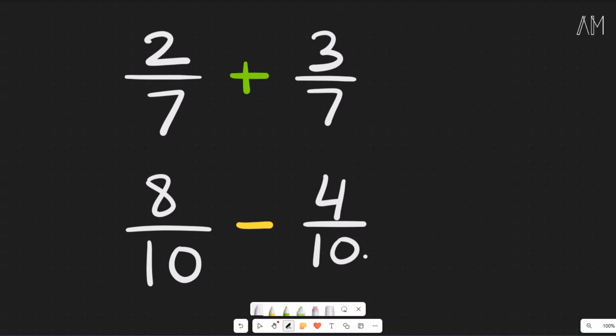In case we have the same denominator, which is the number down, the addition or subtraction will be the easiest thing to do. All you have to do is keep the denominator the same and add or subtract the numerator only.